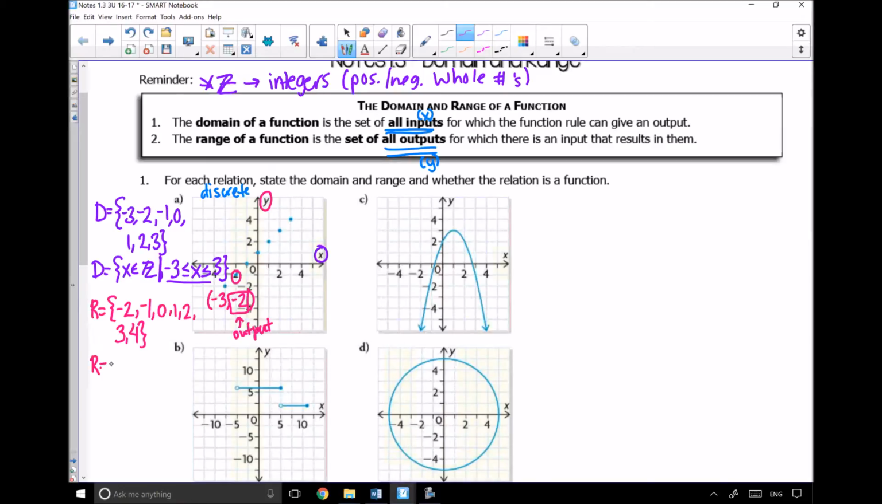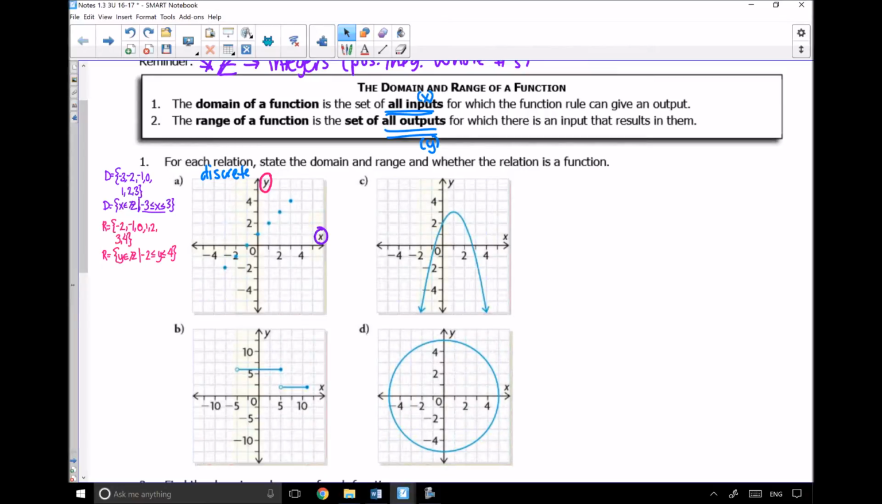Or I could say that my range is y is an element of the integers, and such that, that's what this line right here means, by the way. I forgot to mention that for the other one. So I'm going to put a line right here such that y is between -2 and 4. Okay, and that's how I find my range for this question.